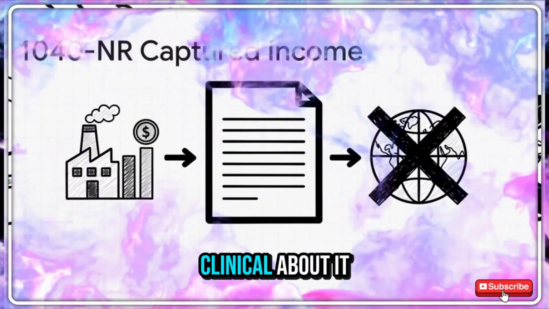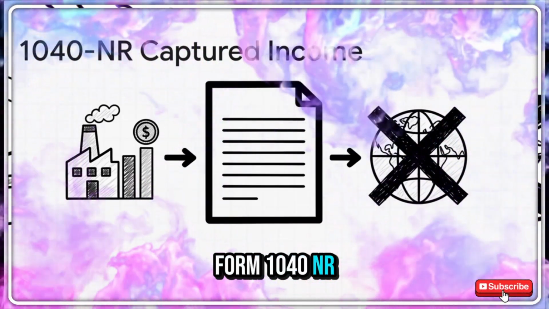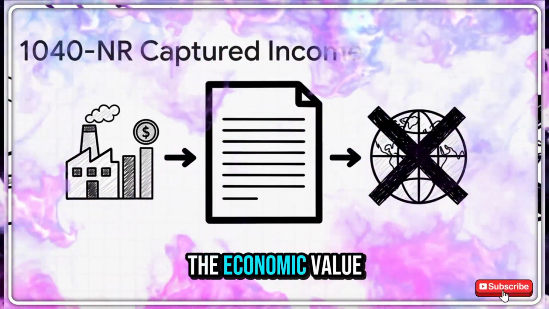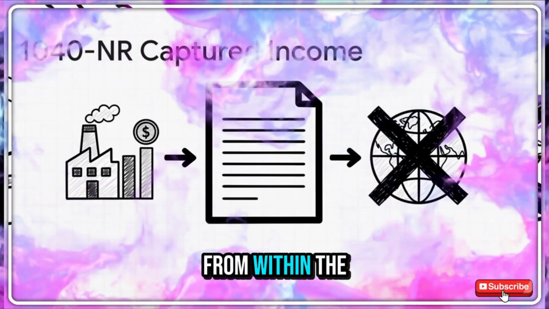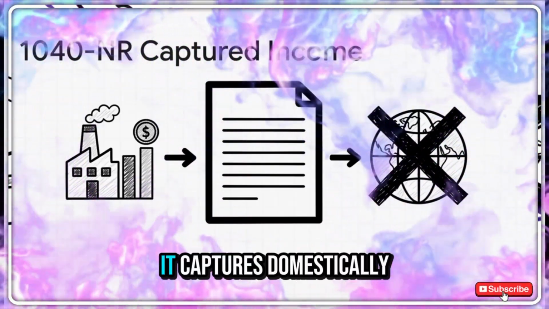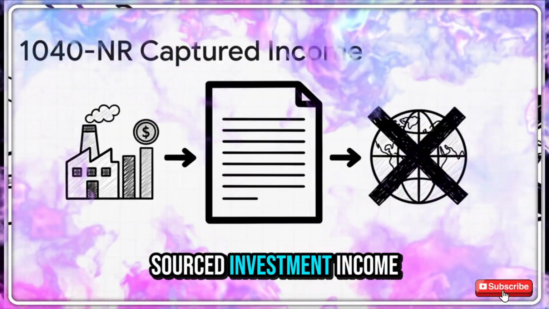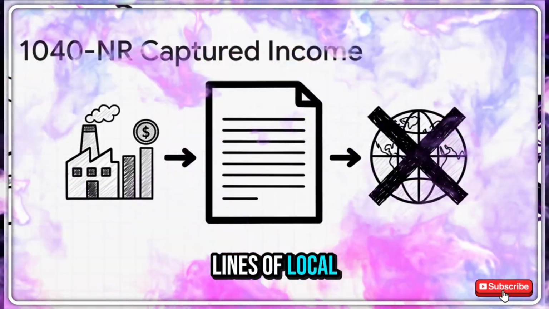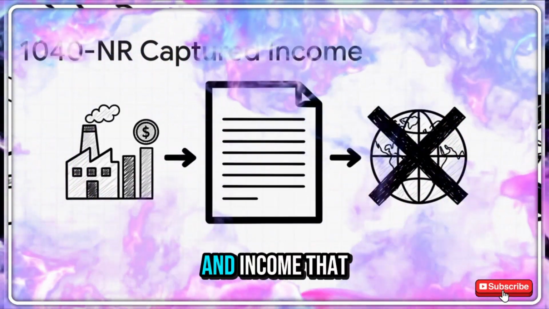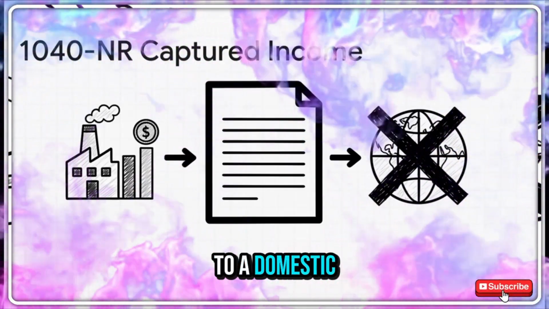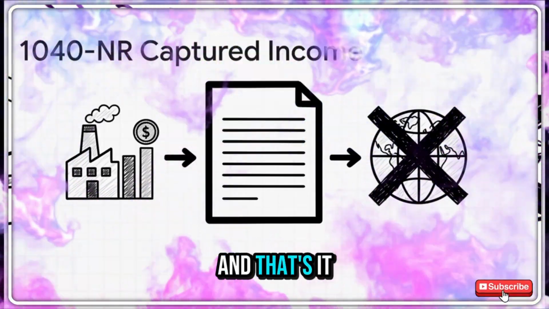To be totally clinical about it, Form 1040-NR only cares about the economic value you extract from within the domestic border. It captures domestically sourced investment income, think along the lines of local dividends or royalties, and income that is directly connected to a domestic trade or business. And that's it.